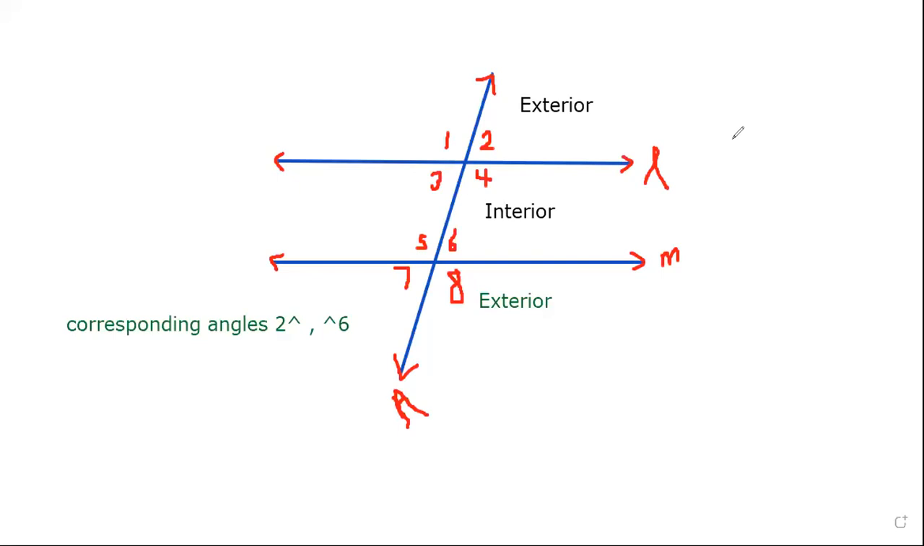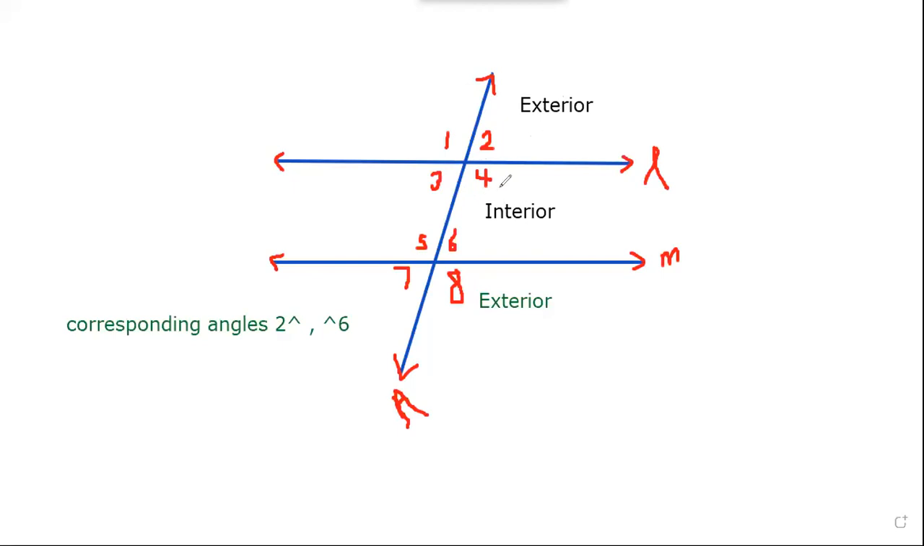Could you please tell me a pair of angles which will be exterior alternate angles? Exterior: 1 and 8 and 2 and 7. Yes, 1 and 8 and 2 and 7. Very good. Then we found alternate interior, alternate exterior, and corresponding angles.